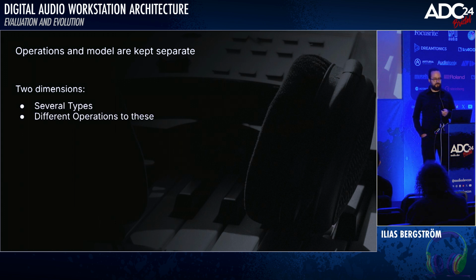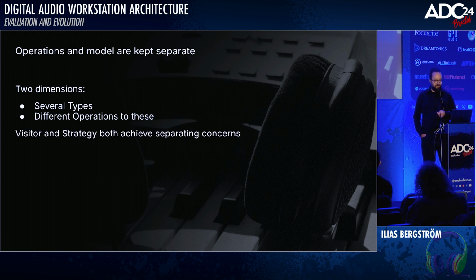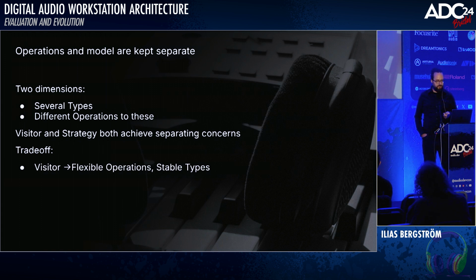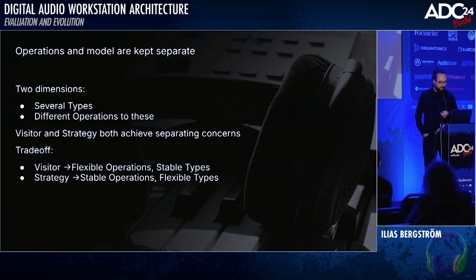And there are two possible dimensions of change here. We have several node types, and you have different operations on these. Both visitor and strategy achieve this goal of separating these concerns, but each one has its own trade-off. Visitor is flexible in terms of adding new operations, but it's inflexible in terms of the addition and removal of types in the model structure. It's not impossible, but it's cumbersome. With strategy, it's the opposite. Again, you get good separation of concerns, and it's optimized for stable operations. You have a few set operations, but you can easily and with little friction add and remove types in your structure.